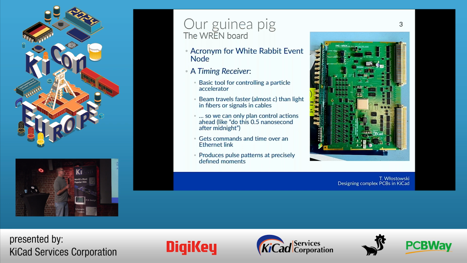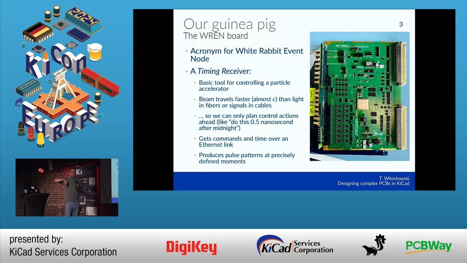It's called WREN, like the bird. It stands for White Rabbit Event Node. In our CERN world, it's what we call a timing receiver. So it's an essential tool for controlling a particle accelerator. When you have a beam of particles traveling pretty much at the speed of light, this is what at least happens in our bigger accelerators, the SPS at 8 kilometers and the LHC at 27 kilometers.